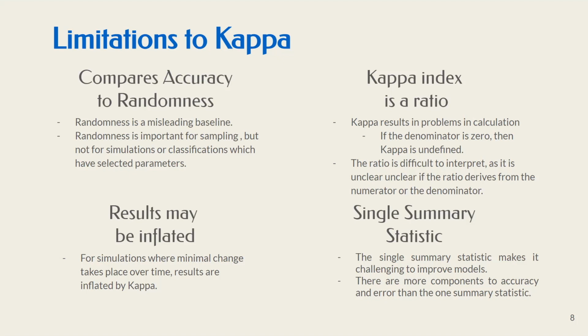Furthermore, the results of the Kappa statistic may be inflated for simulations where minimum change takes place over time. Lastly, the use of a single summary statistic for accuracy assessment makes it very challenging to improve the model solely from a single aggregate value. There are more components to accuracy and error than one summary statistic, which Kappa fails to illustrate.